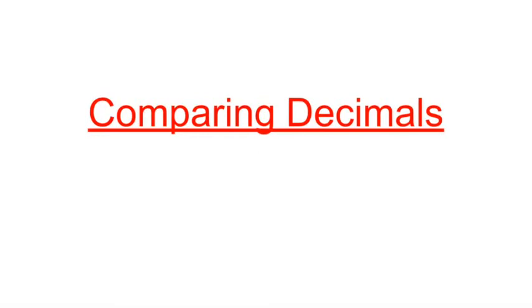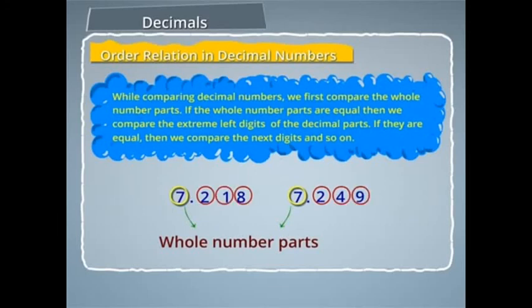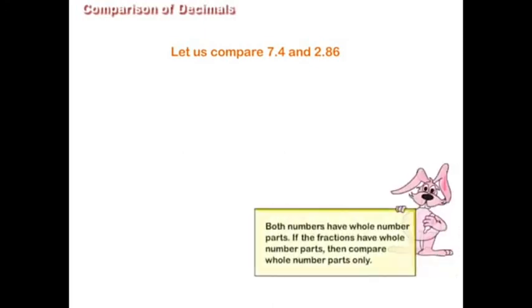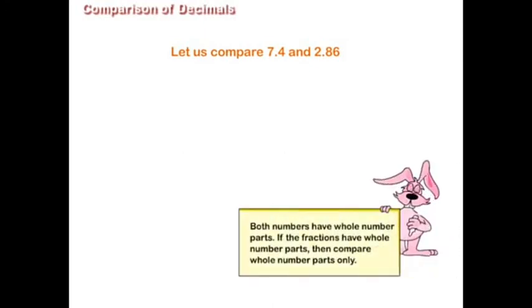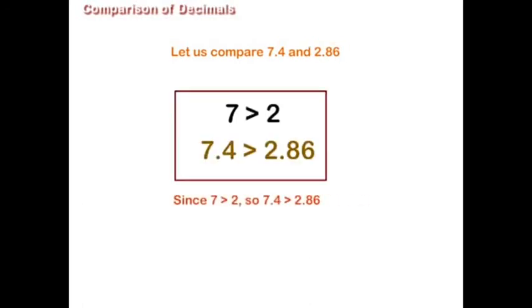Next topic is comparing decimals. While comparing decimal numbers, we first compare the whole number parts. If the whole number parts are equal, then we compare the extreme left digits of the decimal parts. If they are equal, then we compare the next digits and so on. Let us compare 7.4 and 2.86. If the decimals have different whole number parts, then compare the whole number parts first. The whole number part in 7.4 is 7 and in 2.86 is 2. Since 7 is greater than 2, 7.4 is greater than 2.86.